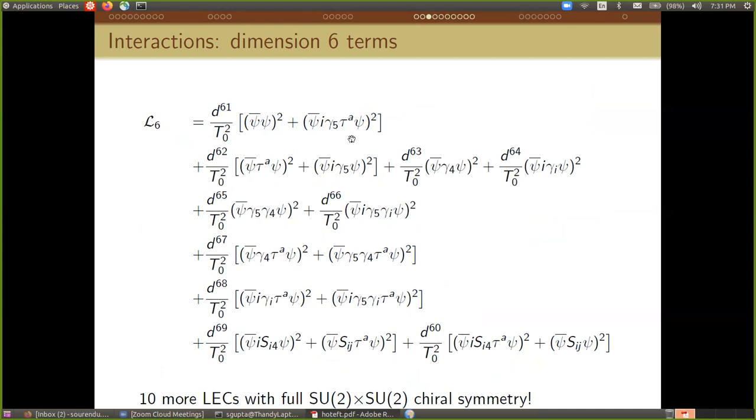I've also taken two flavors of fermions. So there is the flavor generator, which I've called tau A. Tau A's are the Pauli matrices acting on the flavor space. That's why I said SU(2) cross SU(2) chiral symmetry. Okay, any questions here?